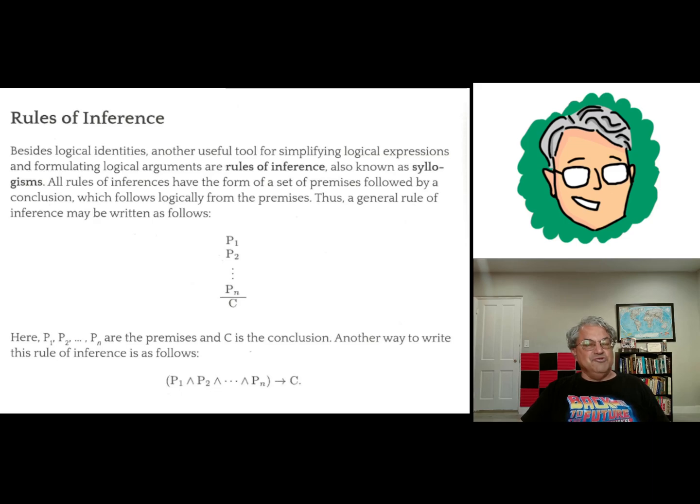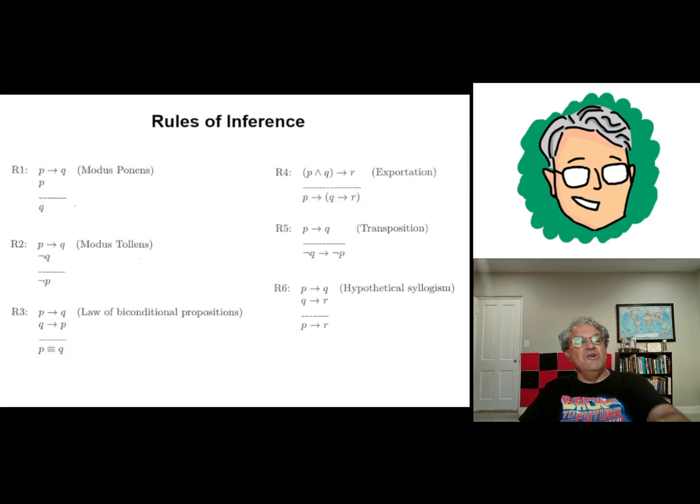But there's usually only two or three premises. Another way you can write them is as one single tautology. You can say P1 and P2 and so on all the way up to Pn implies C. That's equivalent to this logical argument I'm showing you here. Now I'm going to show you 12 very useful rules of inference, which are often used in logical arguments.